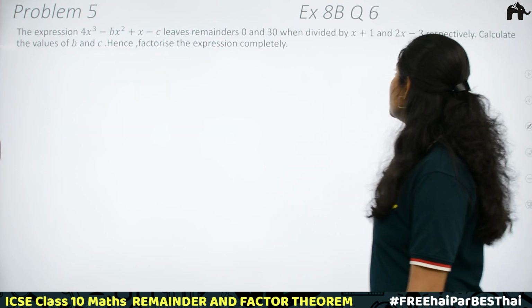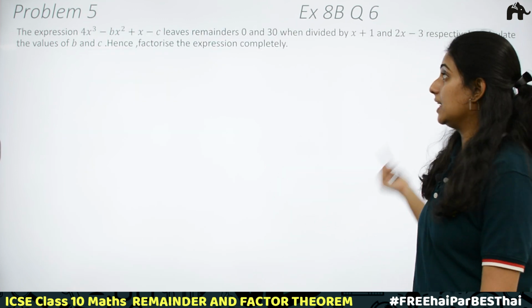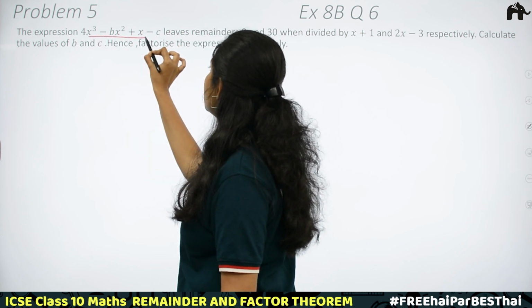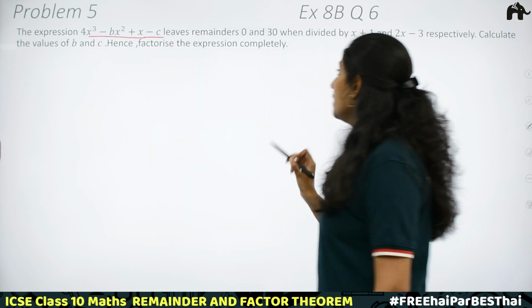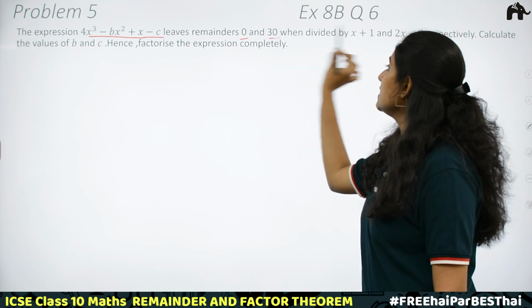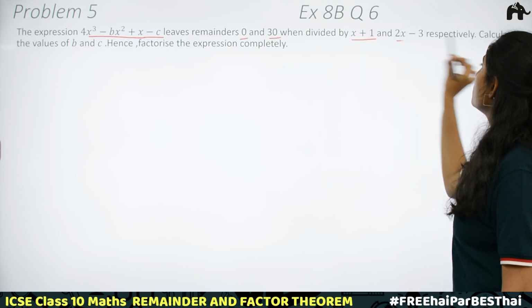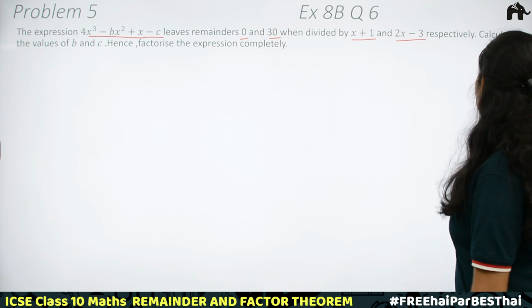Problem 5, question 6 of exercise 8b. The expression 4x cube minus bx square plus x minus c leaves remainders 0 and 30 when divided by x plus 1 and 2x minus 3 respectively.